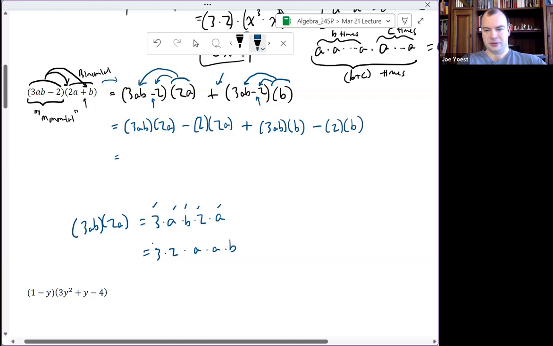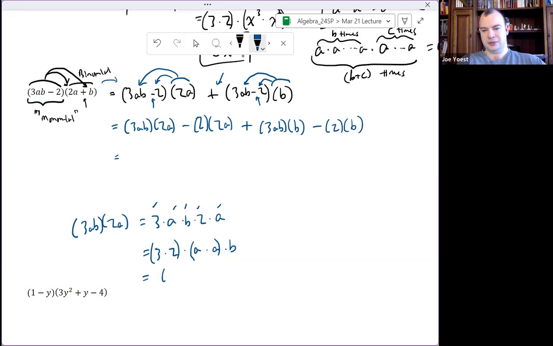And then I can regroup them. I have the constants I can group together, the factors of a I could group together, and then the factor of b I'll just leave at the end there. 3 times 2 is 6. A times a is a squared. Remember, this would be a to the first times a to the first. Same base, we add the powers. And then times b. So this first term would turn into 6a squared b.